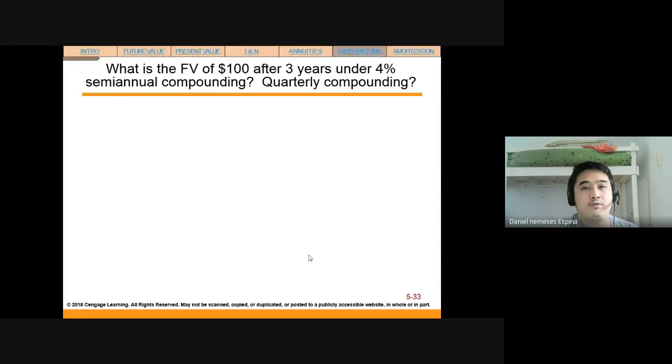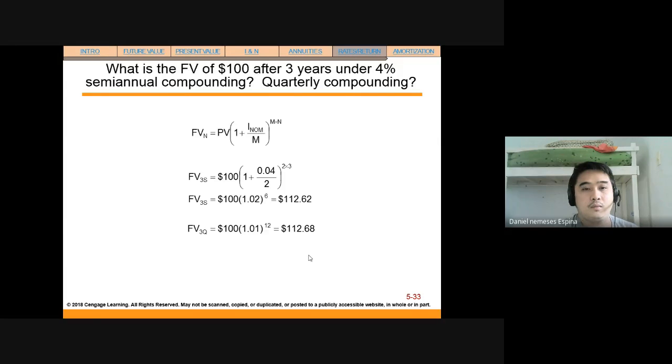So what is the future value of $100 after 3 years? Semi-annual compounding or quarterly compounding. For semi-annual, it is 2% times 2 periods per year for 3 years, so 112.62. For quarterly, 4 divided by 4 is 1%, 4 times 3 years is 12 periods. So 112.68.